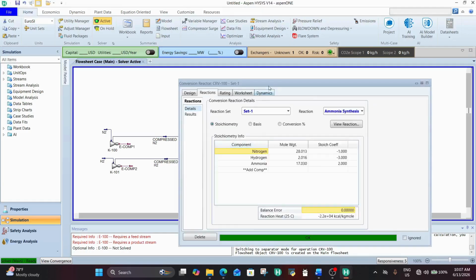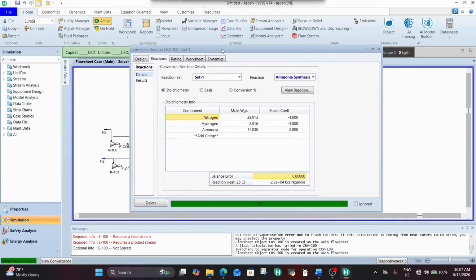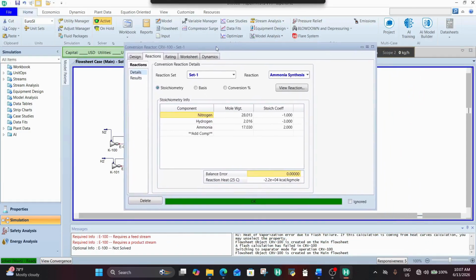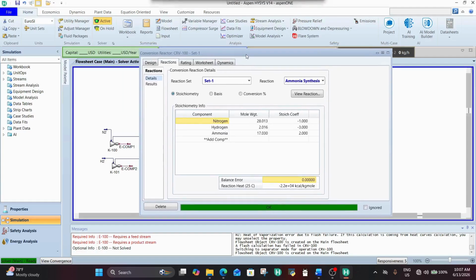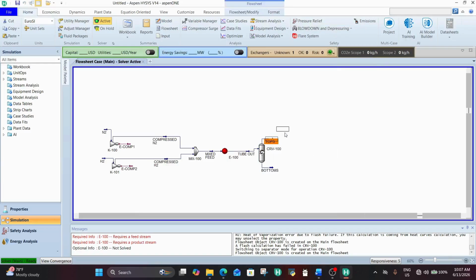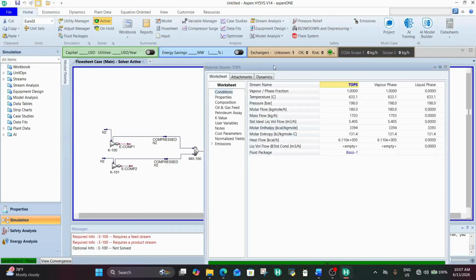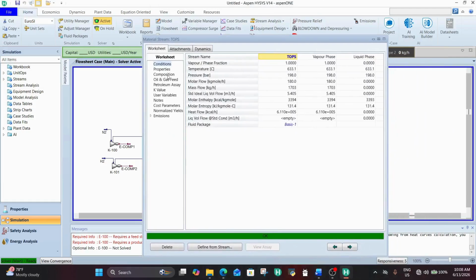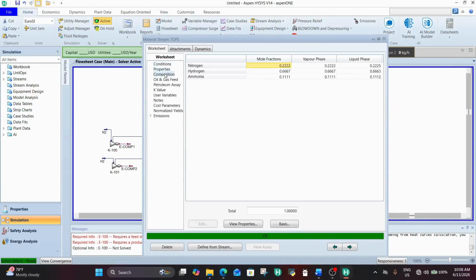Aspen HYSYS sometimes can be very funny. The moment it reads an output value, it writes it into the memory, and sometimes even if you change the parameters, it refuses to change the previous value to the new value. So you might just need to delete the equipment and drop a new one and do the process again. We're supposed to be checking our tops. This is where we have our ammonia and most likely unreacted hydrogen and nitrogen gases.